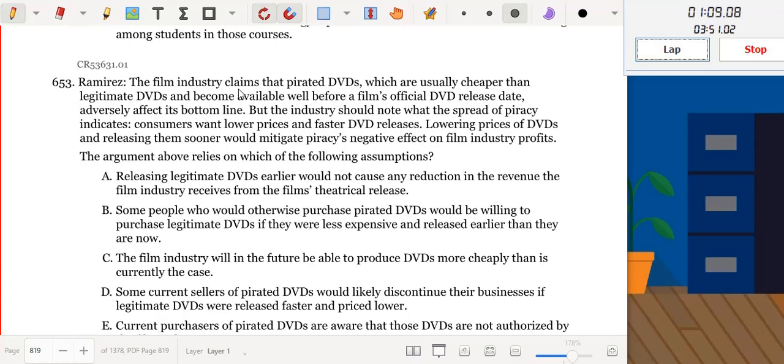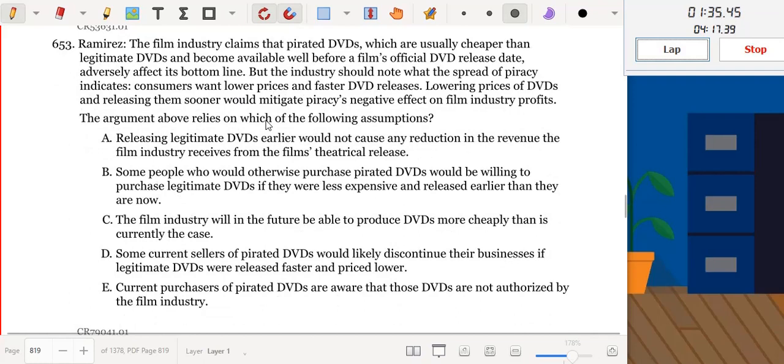Realizing legitimate DVDs is not causing a reduction in the revenue, and no, this is not it. Some people who would otherwise purchase pirated DVDs would be willing to purchase legitimate ones if they were released earlier than they are now. Yeah, this can be. The film industry will in the future be able to produce DVDs more cheaply than is currently the case. Okay, no, it is out of context.